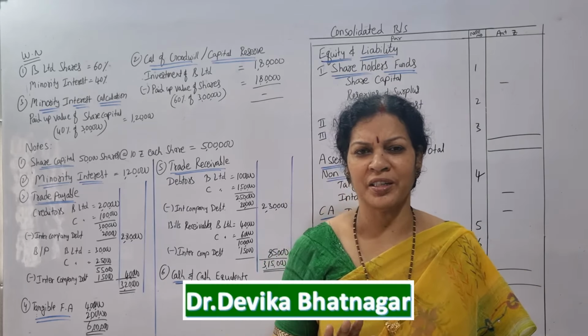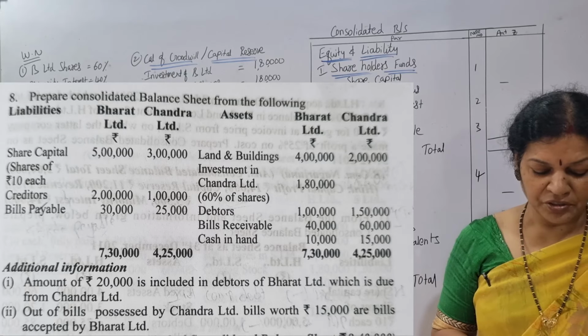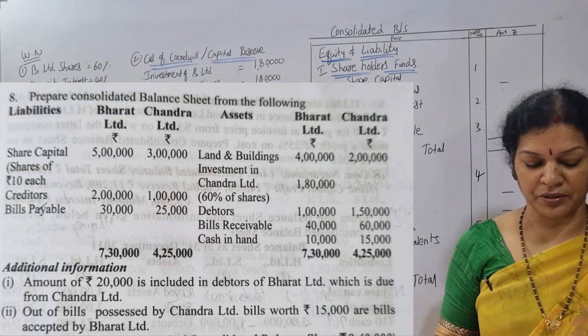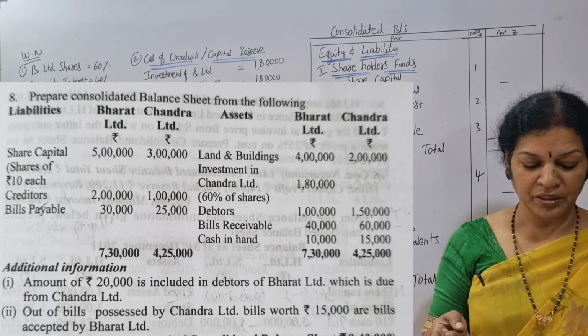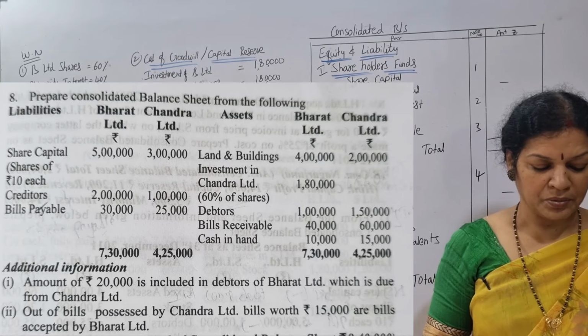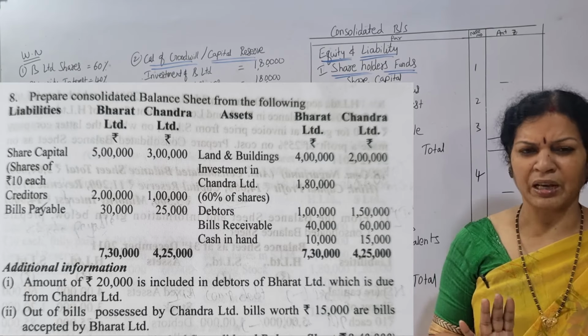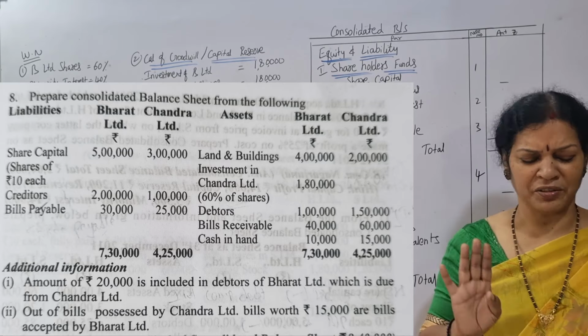What is given on the liability side? Share capital, shares of 10 rupees each, 5 lakh and 3 lakh, Bharat Limited and Chandra Limited. And creditors and bills payable. Both will come under trade payables. So the liabilities are only three items: share capital, creditors and bills payable.